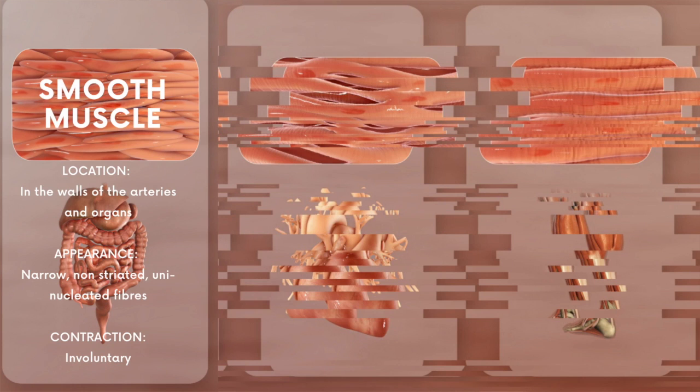The appearance of these muscles is very narrow and non-striated, which means they are not stripy in appearance. The word striated just means stripy. So they're not striated in appearance, and they are uninucleated fibers, meaning each fiber only has one nucleus.